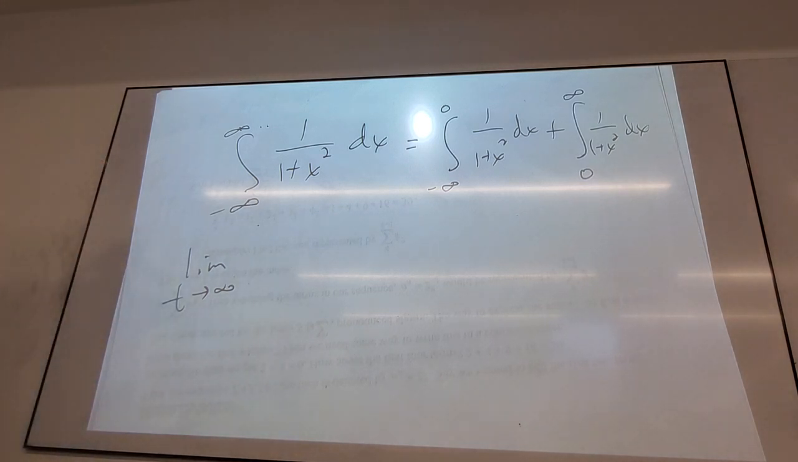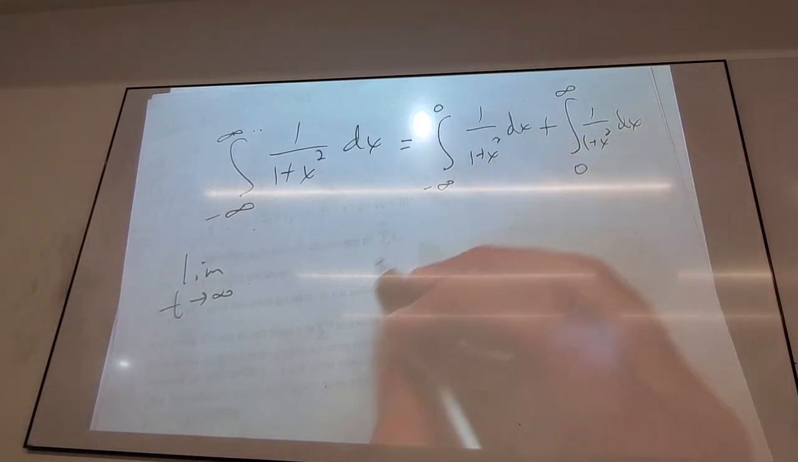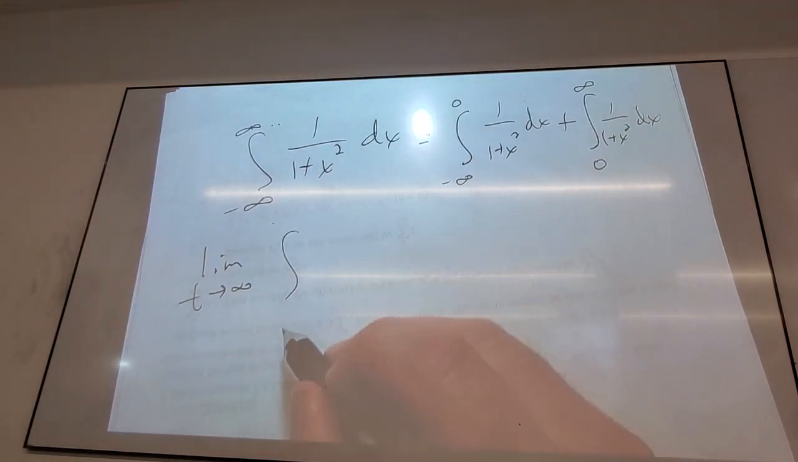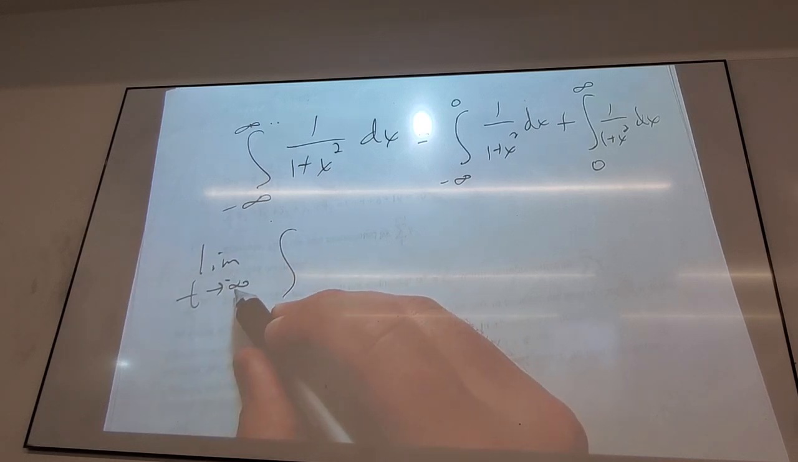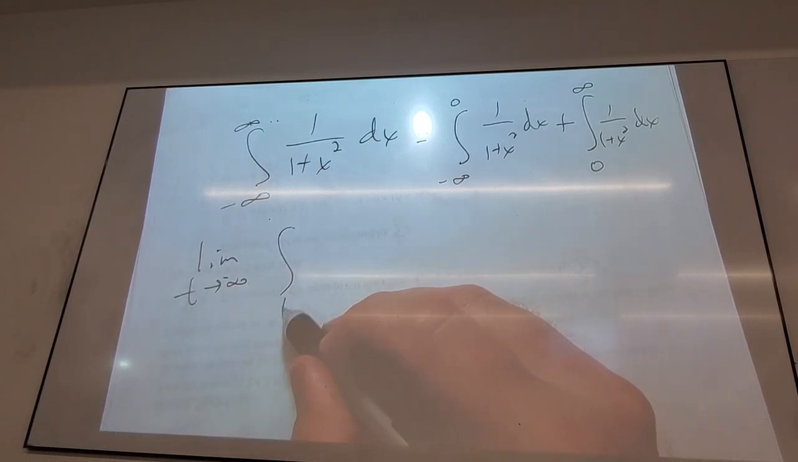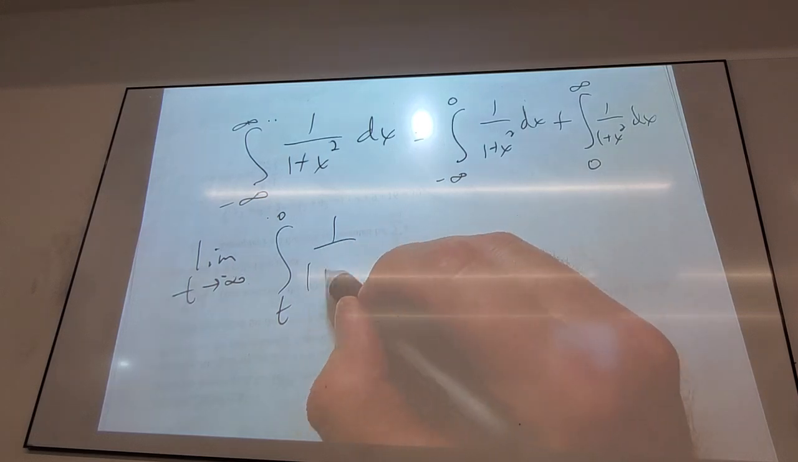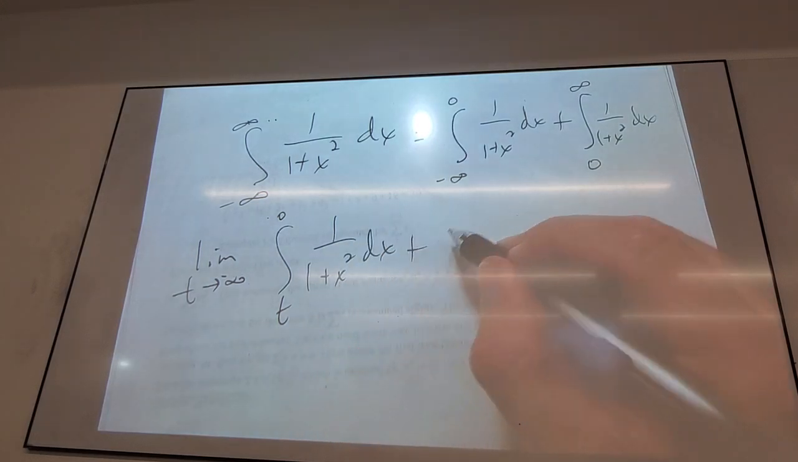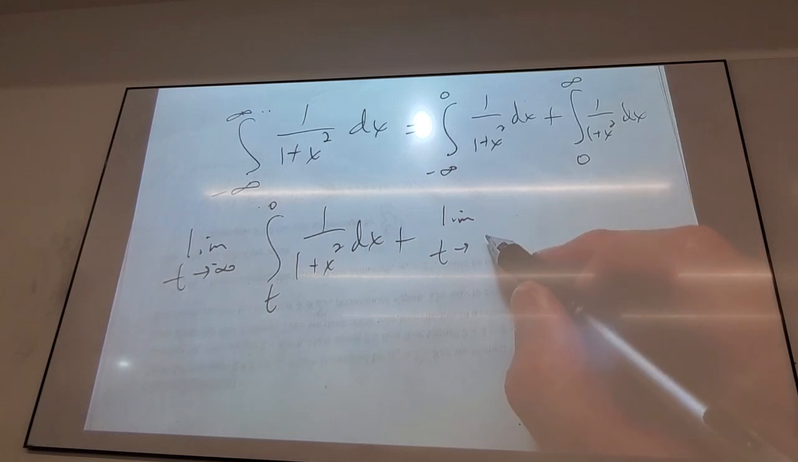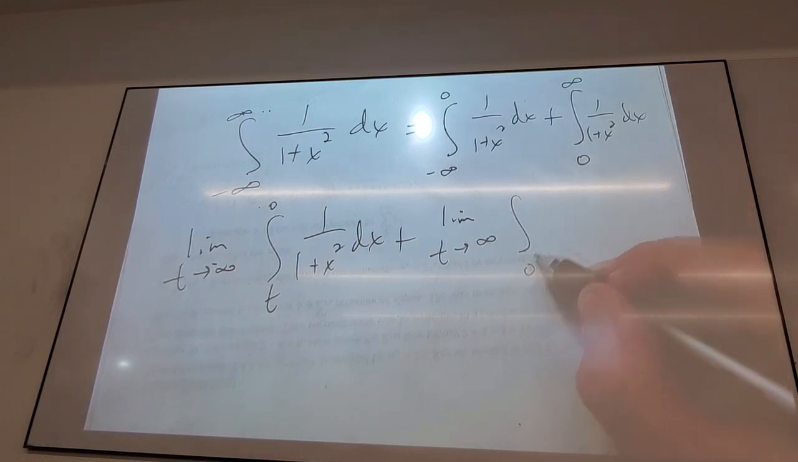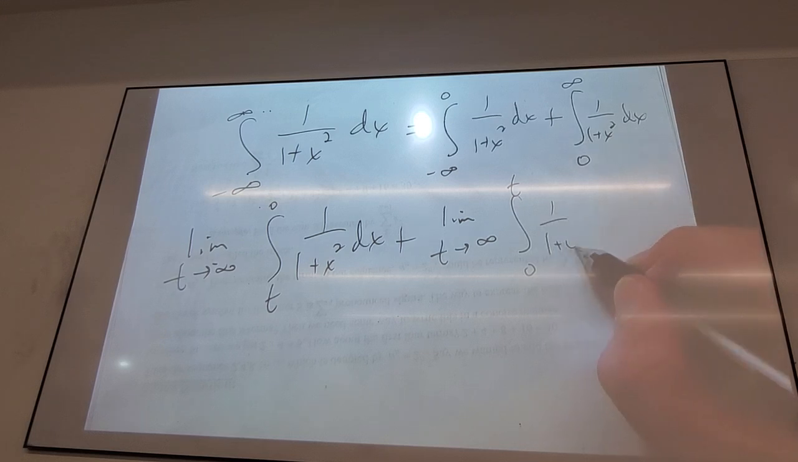So how can I rewrite this first guy? I can say negative infinity here if I want to, right? So then this will be t to 0, plus the other guy's got to go to what? 0 to infinity for the t, and then 0 to t.